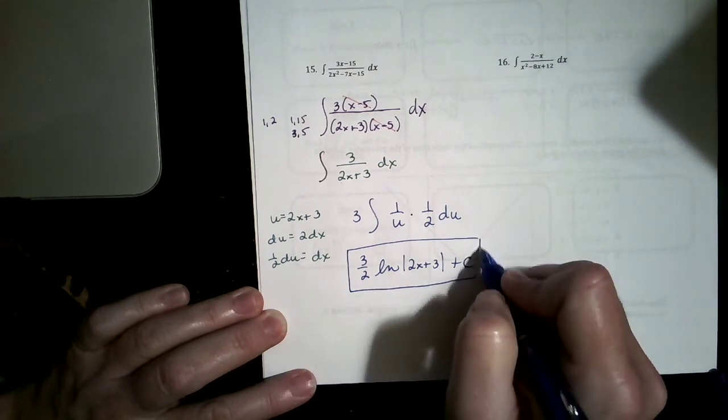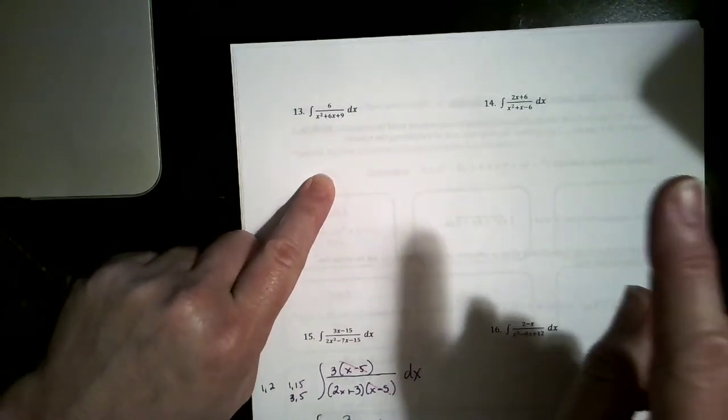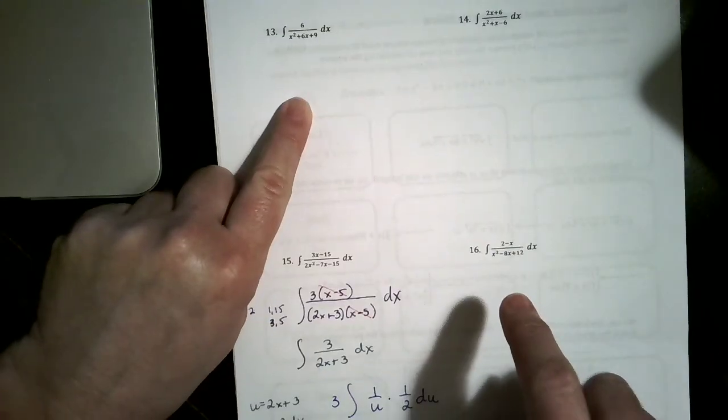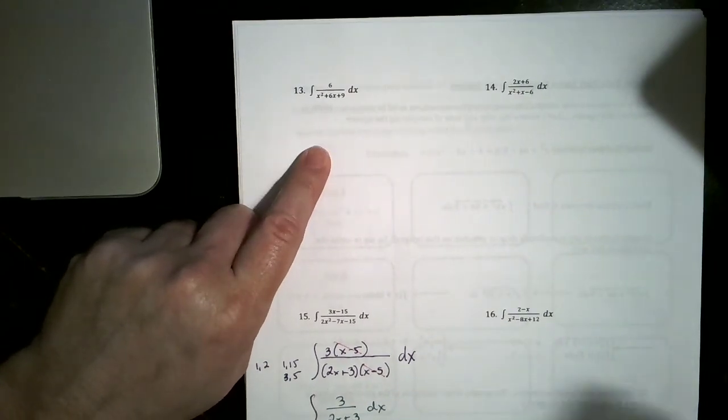All right, so I'm going to leave you guys to do 10, 12, 13, and 14, and 16. And again, 13 does not end up as a natural log. So if you end up with a natural log, it is wrong.